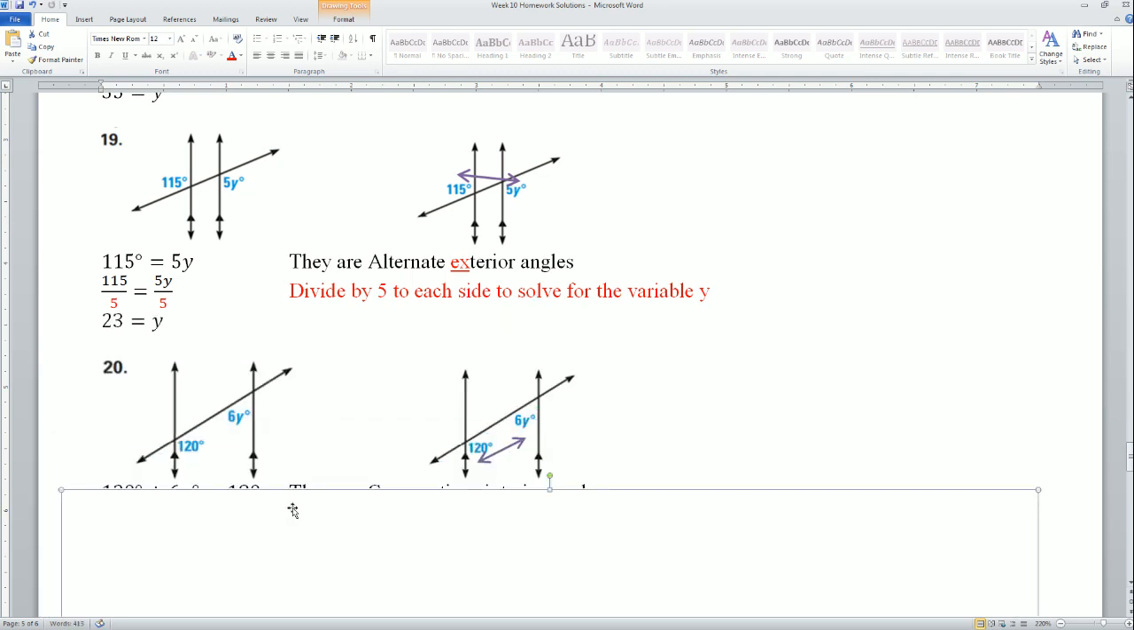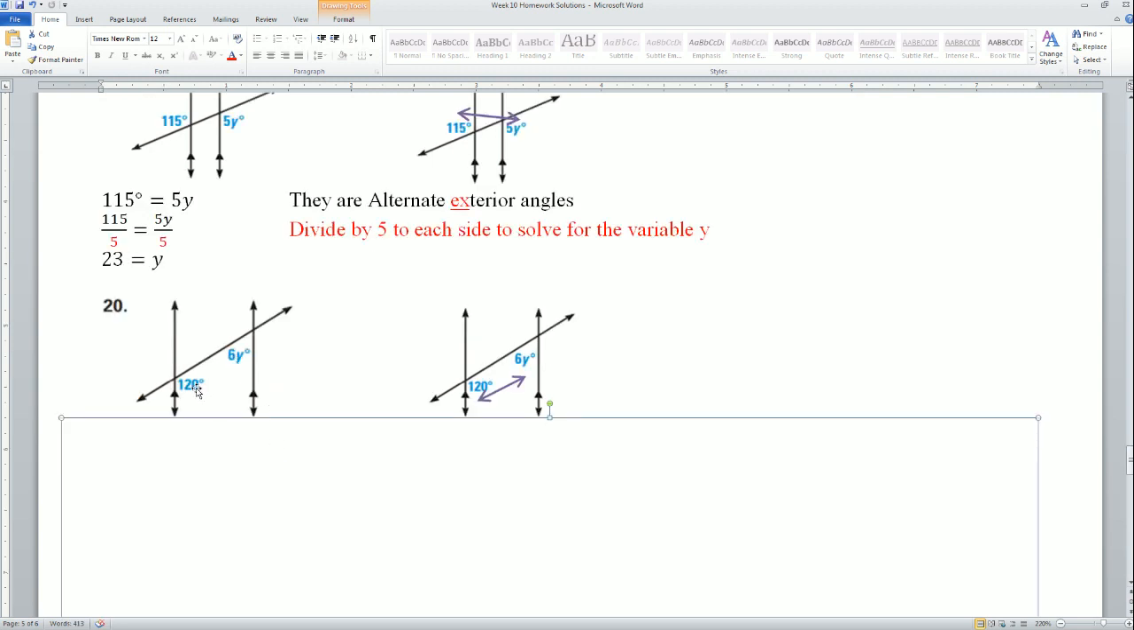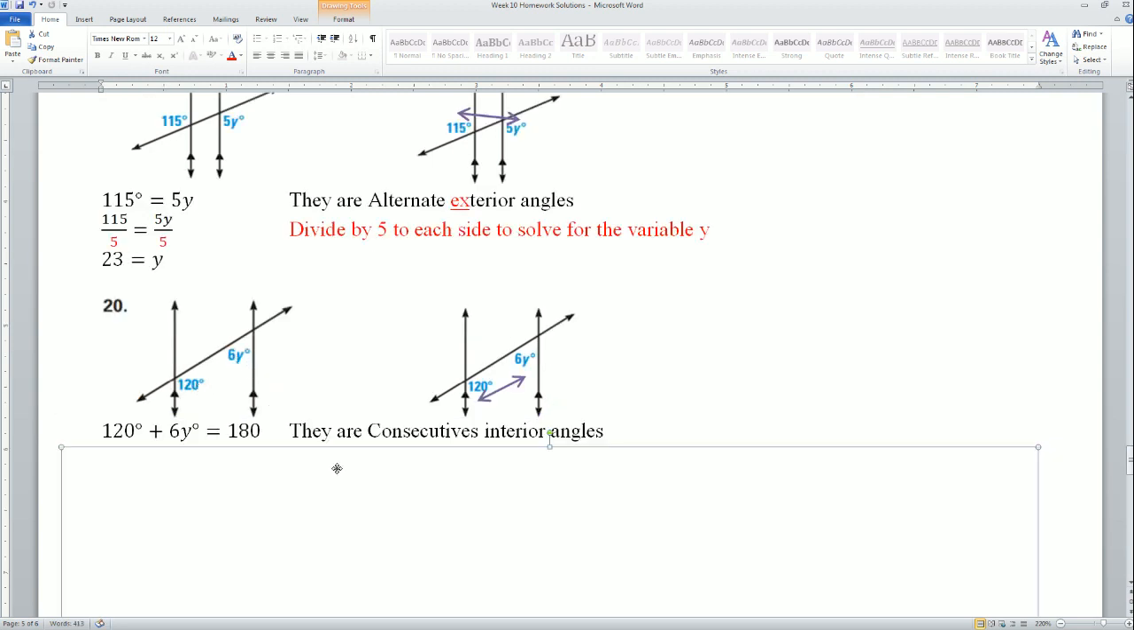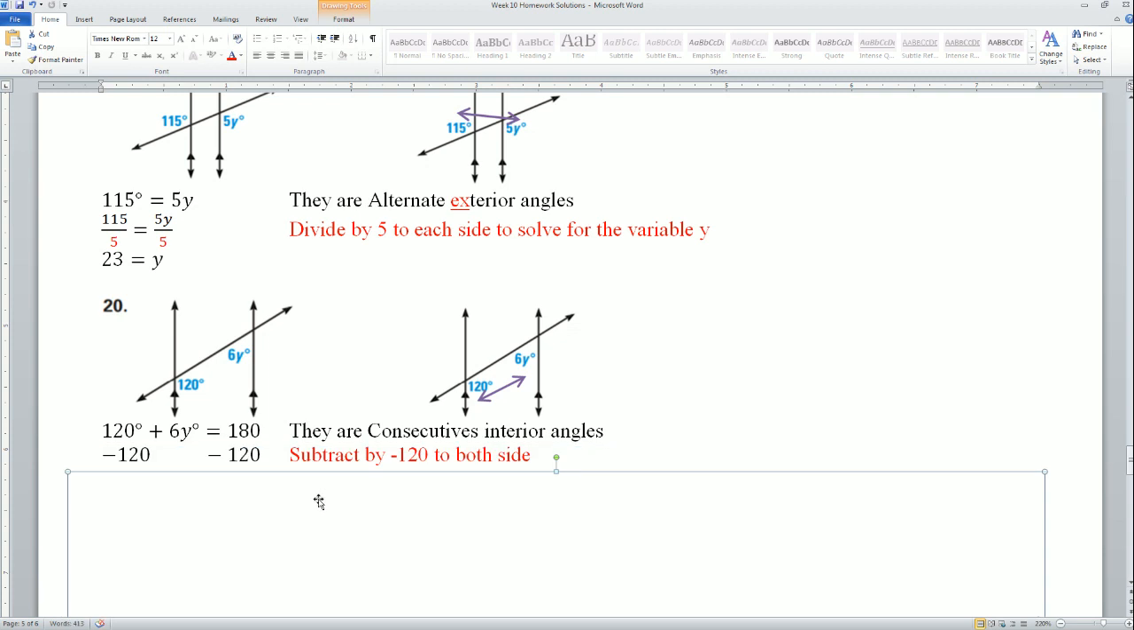20. Okay. These two are consecutive interior angles. That means both of them together make up 180 degrees. That's why it's 120 degrees plus 6y is equal to 180. You can't set them equal to each other because they're not equal to each other. They're consecutive interior angles. That means they make up 180. Okay? Alright, let's do some algebra here.